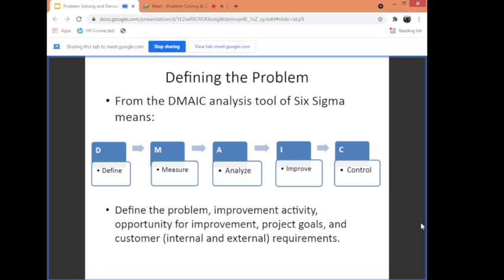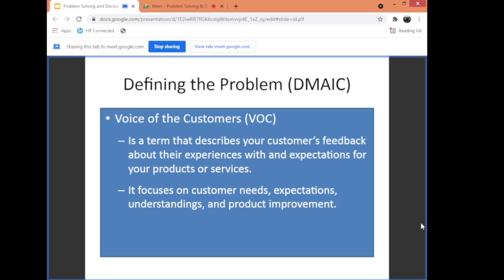Control means sustainable. You're controlling it. You don't want the problem to recur over and over. So you define the problem, the improvement activity, opportunity for improvement, project goals, and customer internal and external requirements. So that's DMAIC: define, measure, analyze, improve, and control. Part of the DMAIC is the voice of the customer. It is a term that describes your customers' feedback.